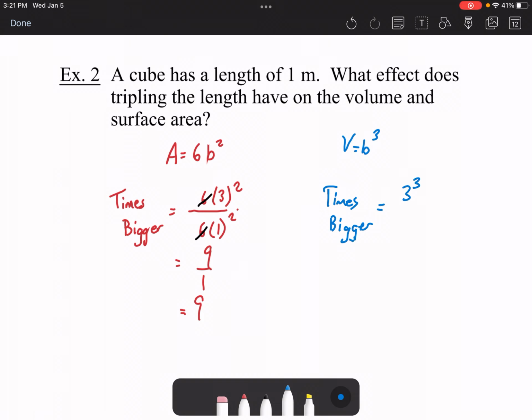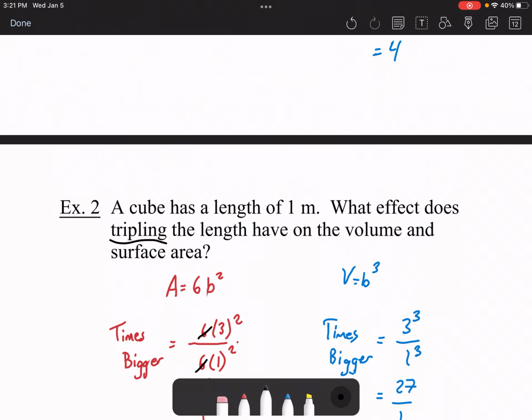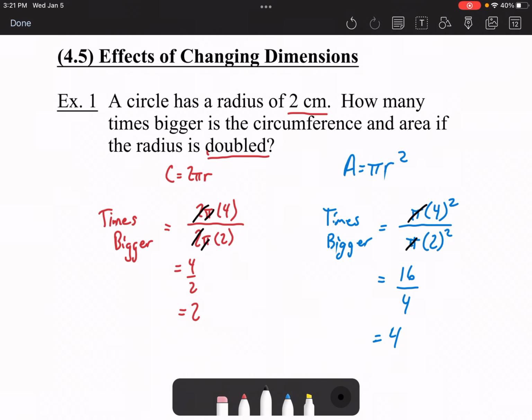This is going to be 3 cubed over 1 to the 3, so that's 27 over 1, that's 27 times. So you actually notice that these two bases, 9 and 27, are actually powers of 3, which deals with a tripling part right there. Whereas your first one, you doubled. These two values are double each other, or powers of 2.